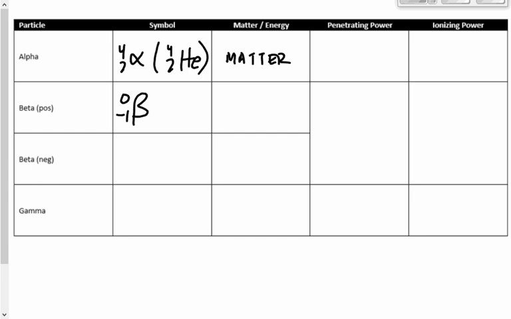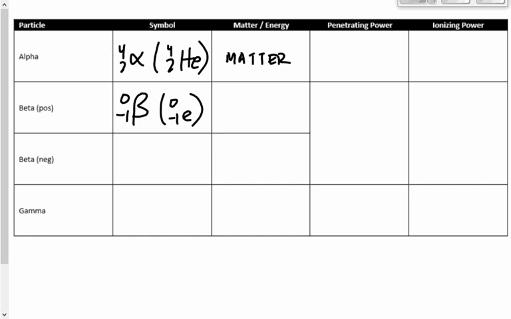When beta positive decay occurs, the nucleus is unstable. In an attempt to become more stable, it releases this, 0 plus 1 beta, a beta positive particle, or beta plus, which is exactly the same thing as a... look at the top number, the nucleon number. How many protons and neutrons? 0. 0 protons, 0 neutrons.